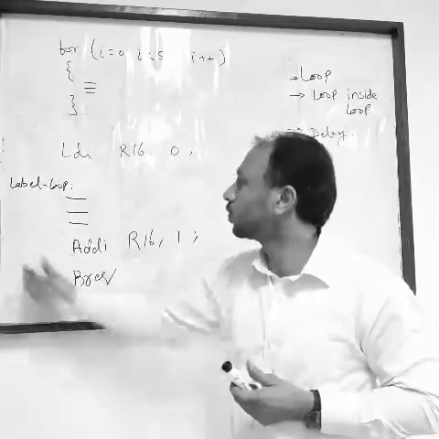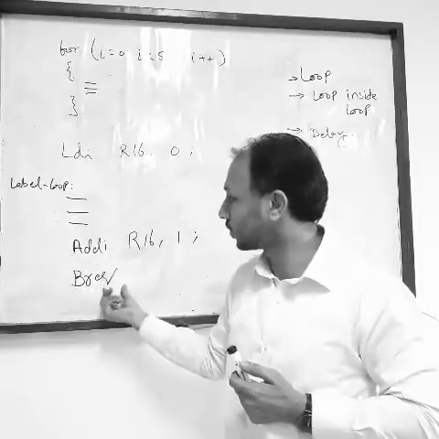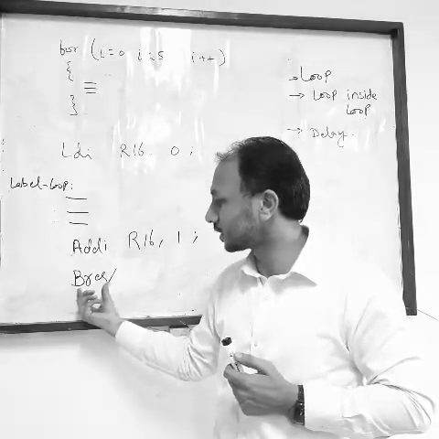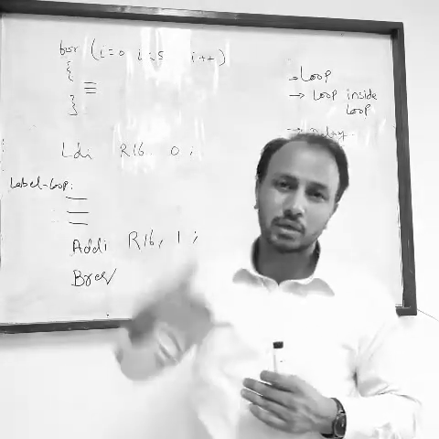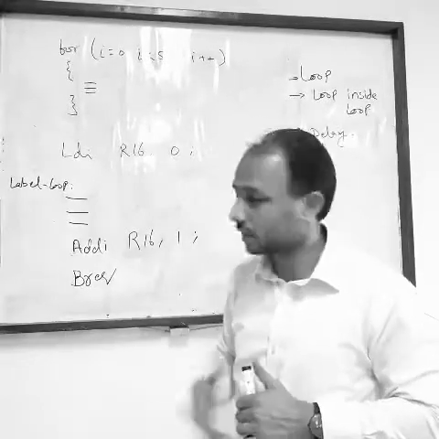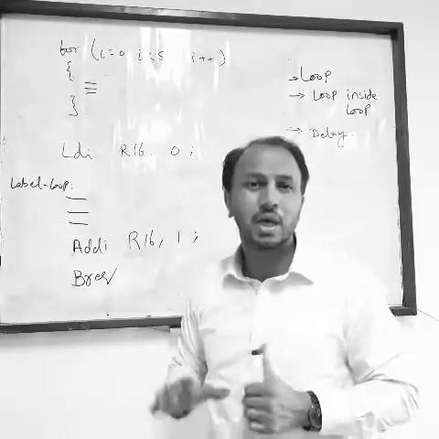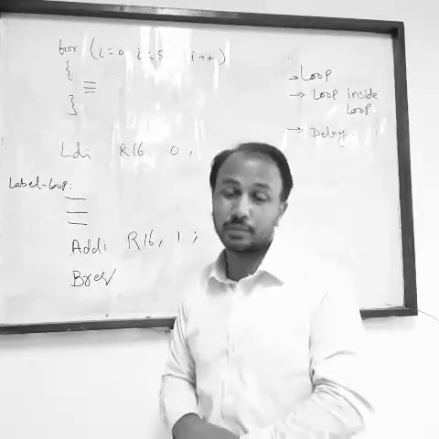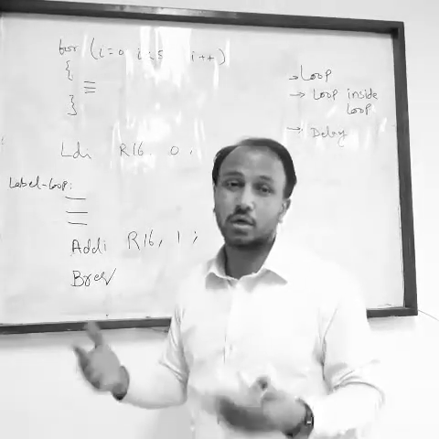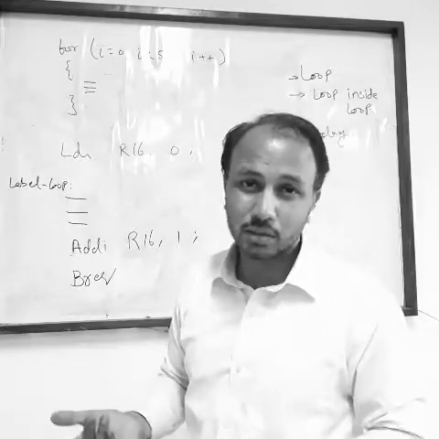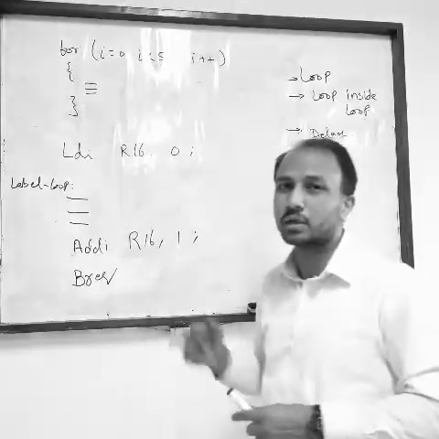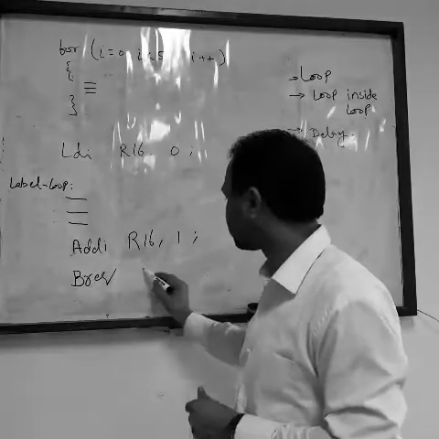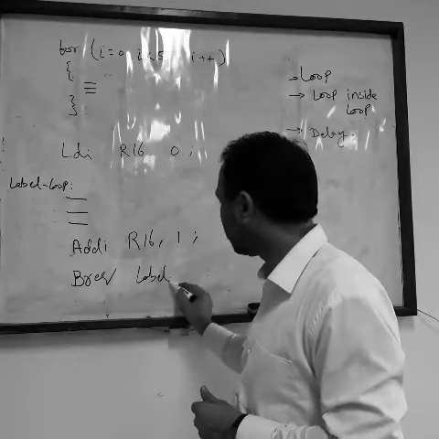You want to go to this instruction, it will go to this instruction, and I have told you to check how big a jump it can take by using this instruction. As a hint, maybe plus and minus 64k, or plus minus 32k. You have to look at it in your instruction summary. Okay, branch equal, label loop.